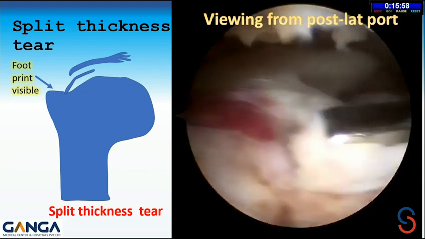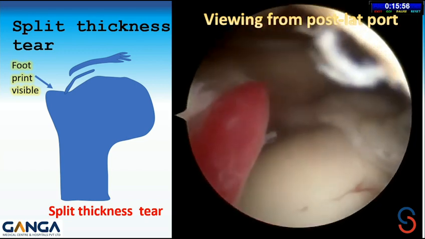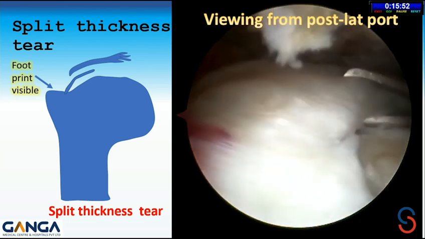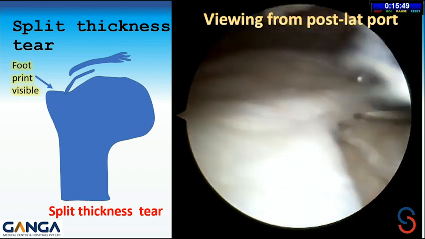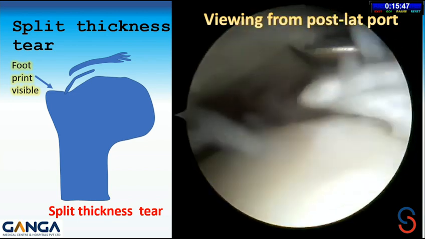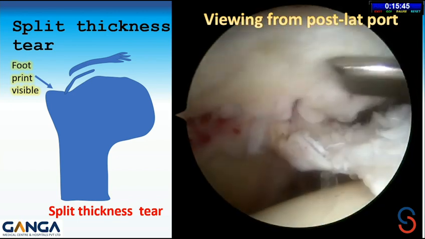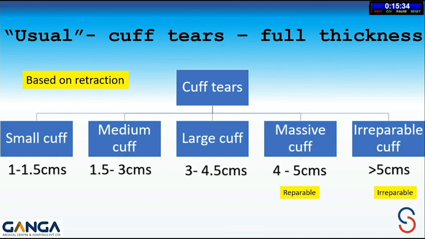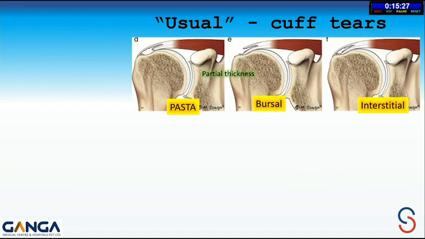We know about the delaminated tear, but this was a split thickness tear where part of the tendon was still attached to the greater tuberosity, and the bony footprint area was visible in this one. In the usual full thickness cuff tears, the tendinous portion is about 2 to 2.5 centimeters, and based on the amount of retraction, they are classified as small, medium, large, massive, and irreparable.